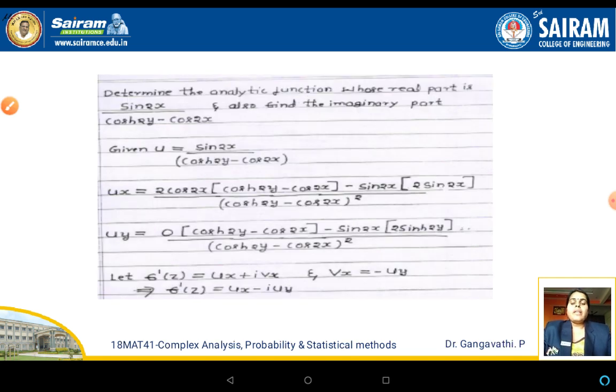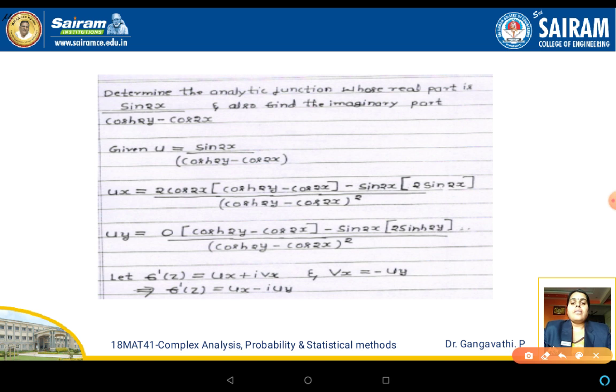Let us see another example. Determine the analytic function whose real part is sine 2x divided by cos hyperbolic 2y minus cos 2x, and also find the imaginary part. So this problem needs to be solved in two parts. One, you have to find the analytic function. The other is you have to find the imaginary part also.